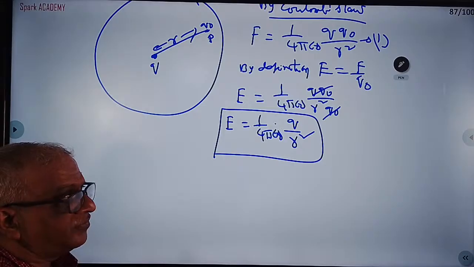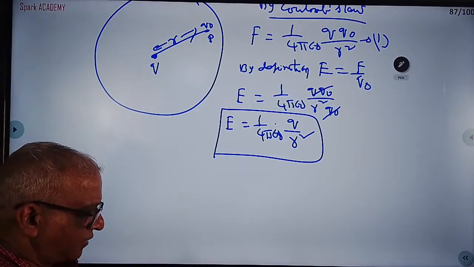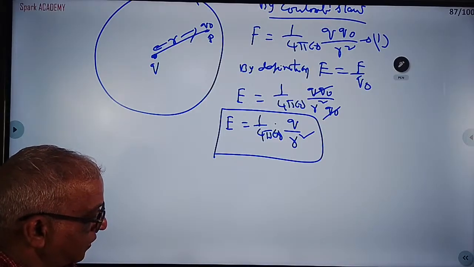This is asked in TS 16 and 22. Very long back asked and recently also asked. That's why I did this derivation.